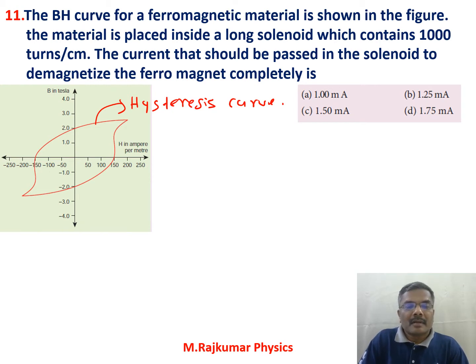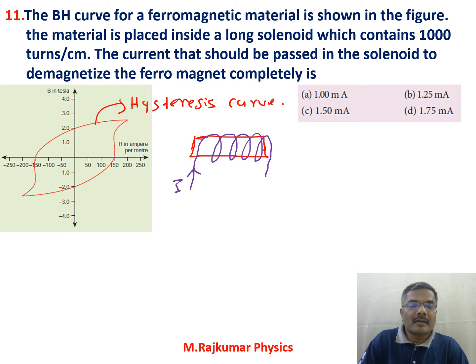For example, you take a ferromagnetic material, which can be made into a bar magnet. How will you make it? Over this one I'll be winding a solenoid, a coil like this. I'll be passing current through this.